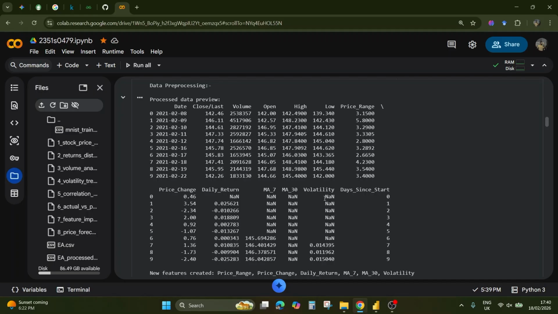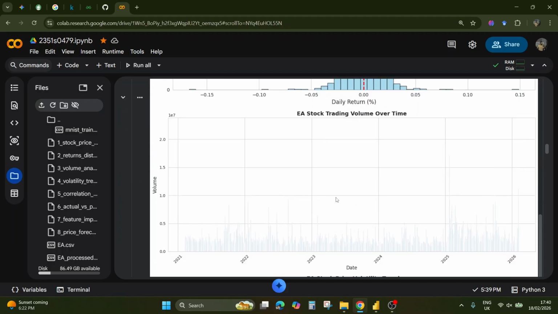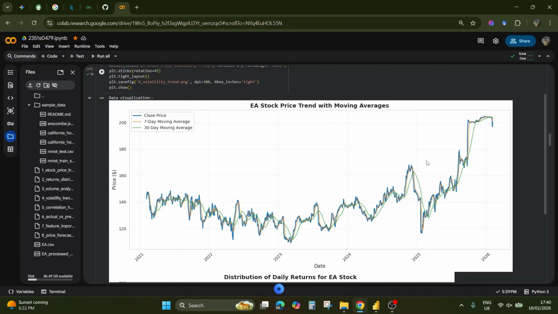The first chart displays stock price movements with moving average overlays. You can see EA price trends over the period. The moving averages reveal whether the stock is in an uptrend or downtrend. Critical information for investor relations teams communicating market outlook.